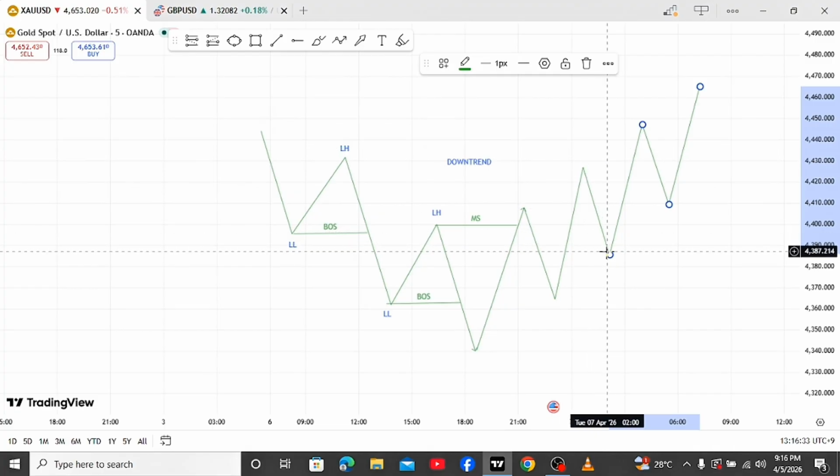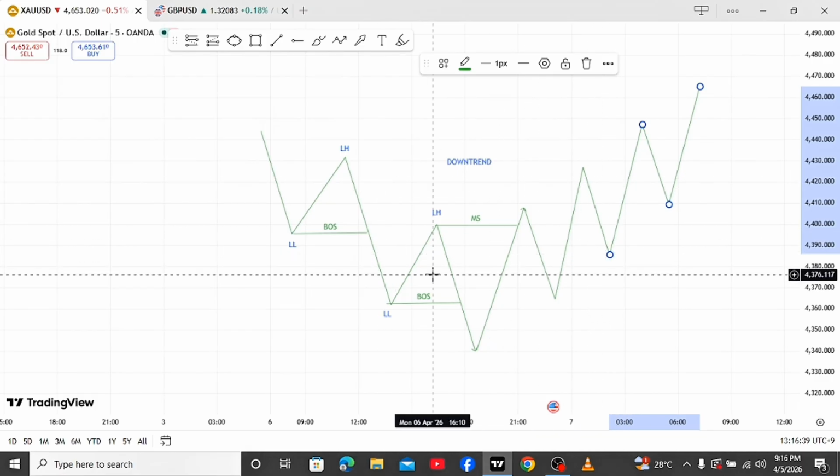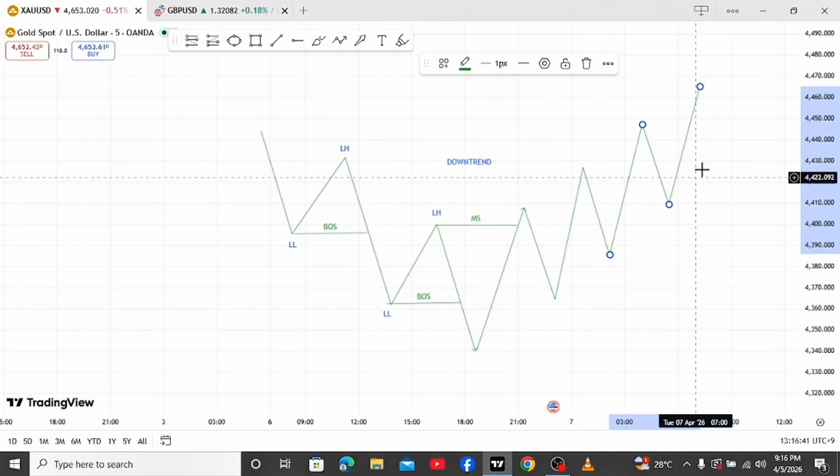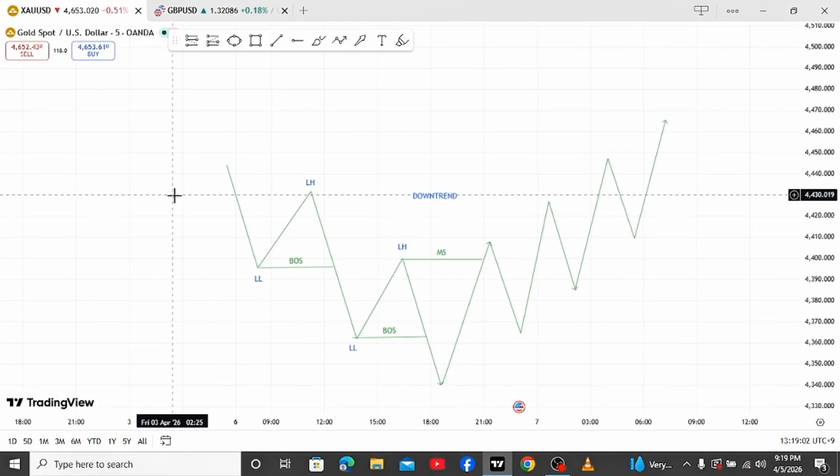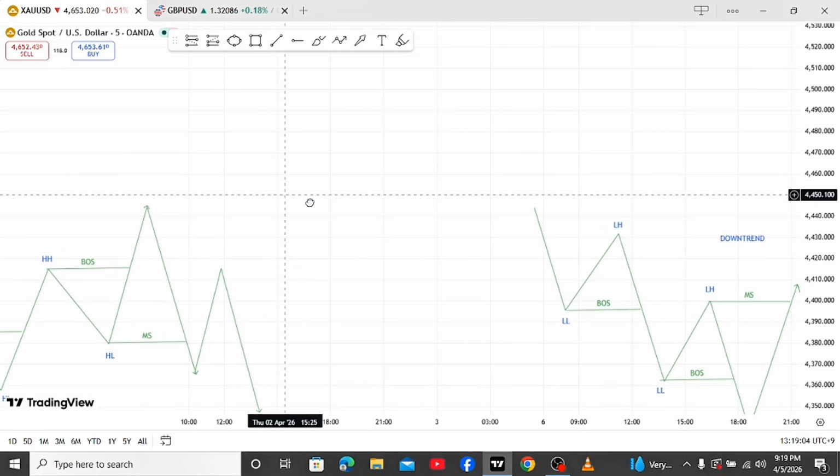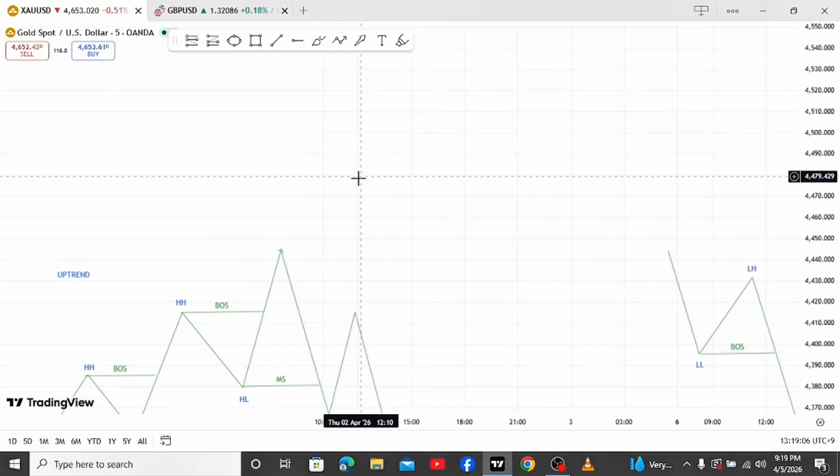All we should be thinking is buy. Do you understand? All we should be thinking is buy because the market is no more selling. We should not sell. We should be buying now because the market is going up. So in an uptrend, all we should be thinking is buy, and in a downtrend, all we should be thinking is sell.